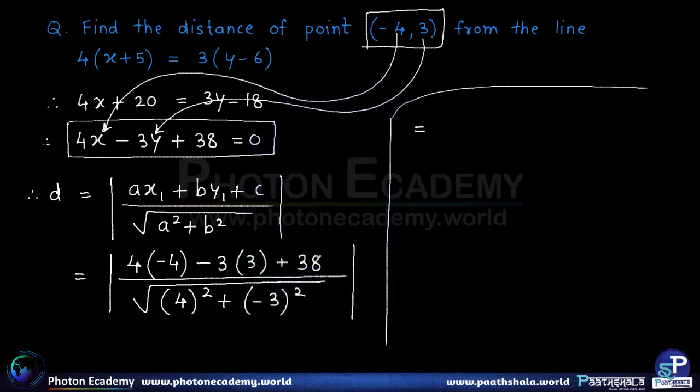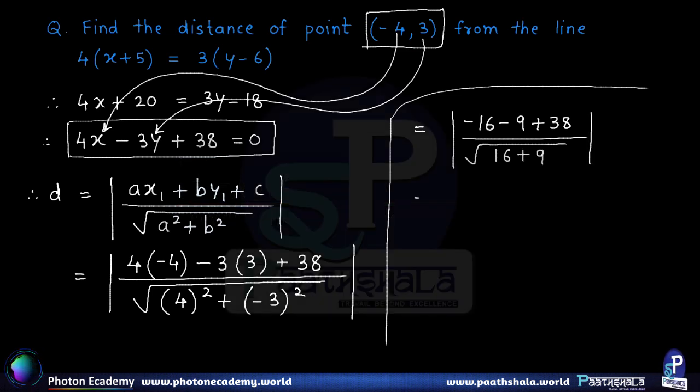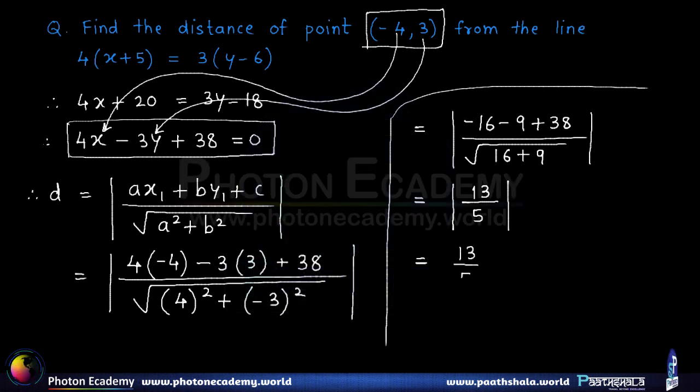we get mod of minus 16 minus 9 plus 38 divided by root of, we have 16 plus 9. That gives us, in the numerator we have 38 minus 25, which is 13, and divided by root of 25 is 5. So now since it's a distance, we take only the positive value, that is 13 upon 5. So that's the distance of the given point from the given line.